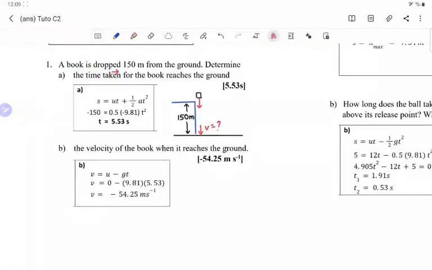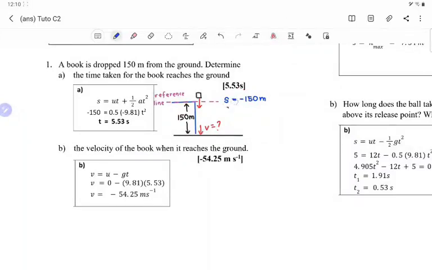Okay, number one, a book is dropped 150 meters from the ground. Determine the time taken for the book to reach the ground. Okay, so as I mentioned earlier, you should draw a diagram to help you label and imagine the situation. Here, the height of the book from the ground is 150 meters. So from here, we know that S is equal to negative 150 meters. I know that many of you have forgotten the negative sign. Now the book is going down, it's going lower than the reference level, so our S is negative.